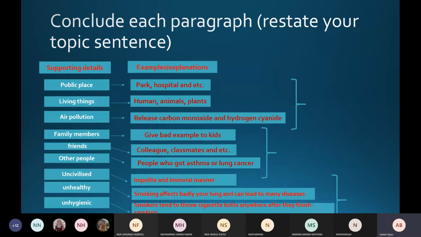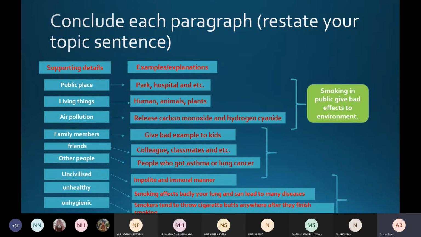Okay. You buat satu sentence yang can conclude the whole paragraph. Maksudnya public place, living thing and pollution, what is the conclusion? Concluding sentence, sorry. Family members, friend and other people, one concluding sentence. And uncivilized, unhealthy and unhygienic, one concluding sentence. Macam mana nak buat concluding sentence ni? Senang saja. You tengok balik topic sentence. Lepas tu you paraphrase. Maksudnya you ubah sikit, tapi maksud dia sama macam topic sentence. So I use the same lah.